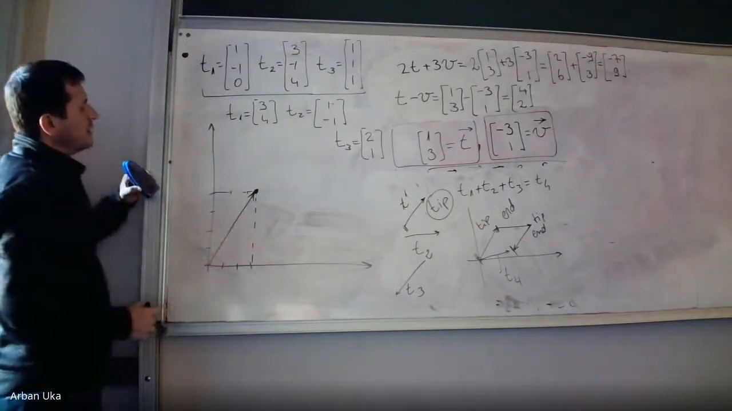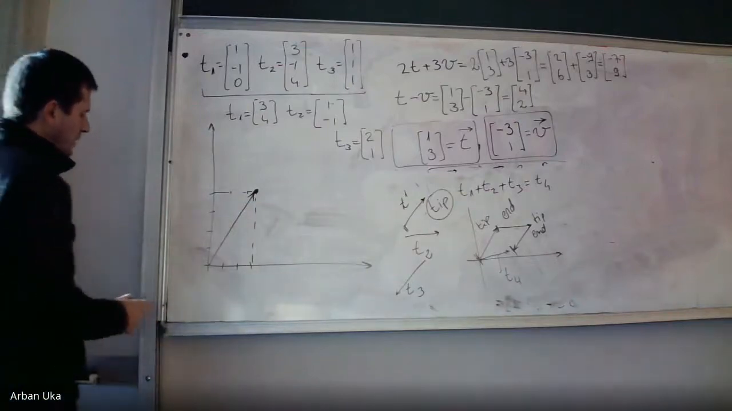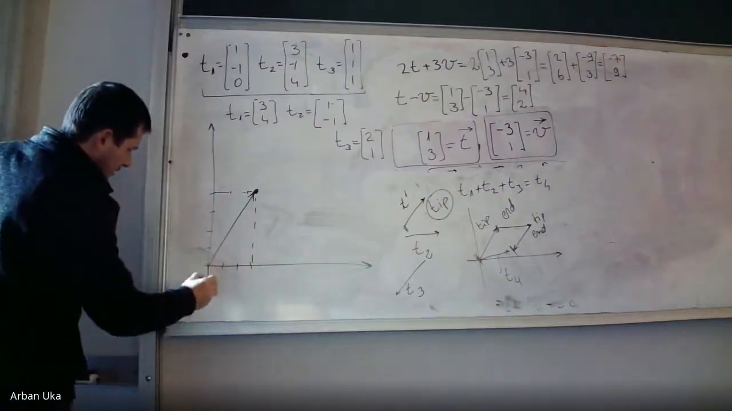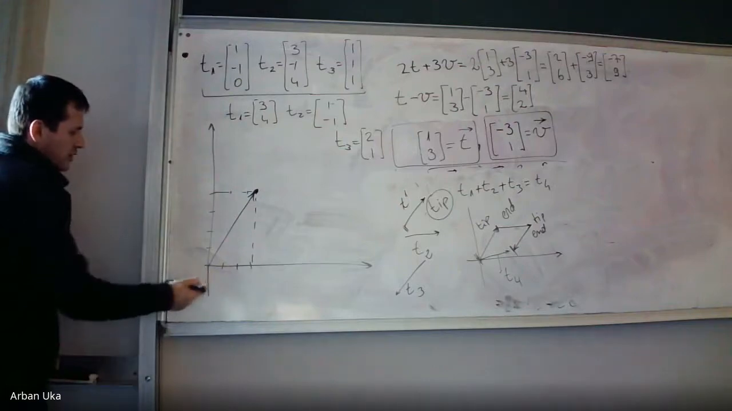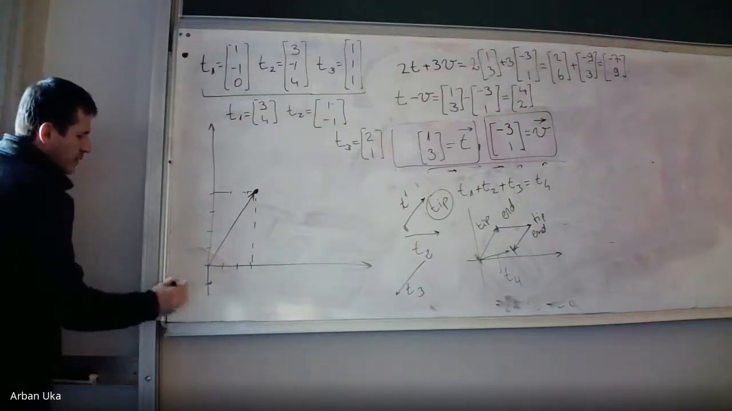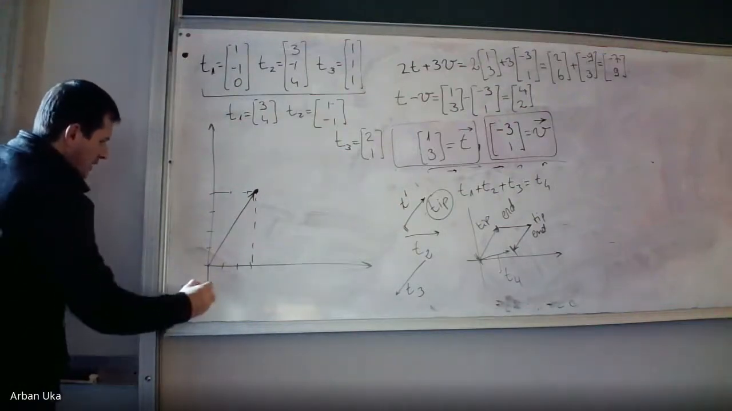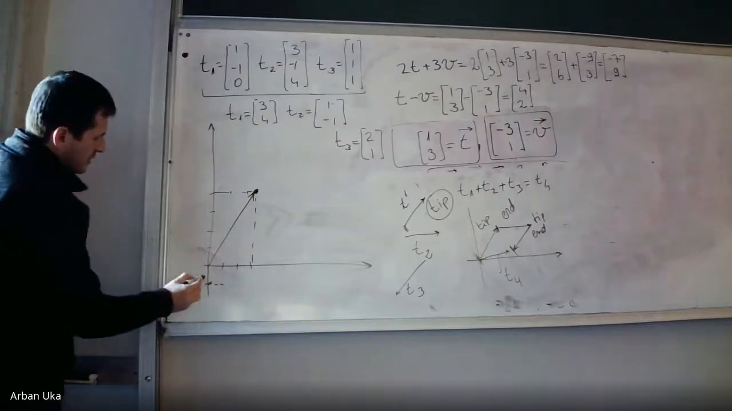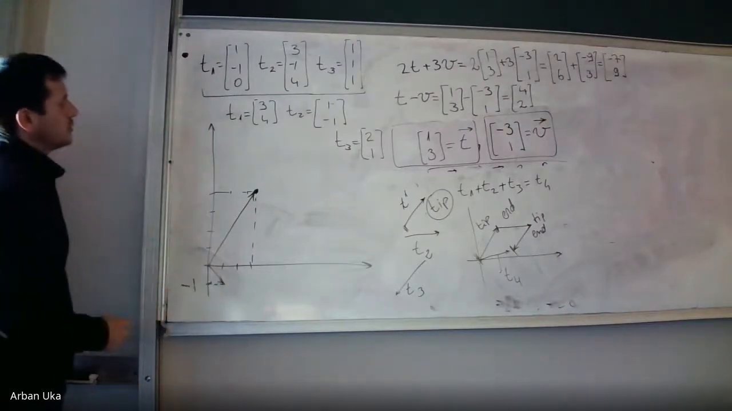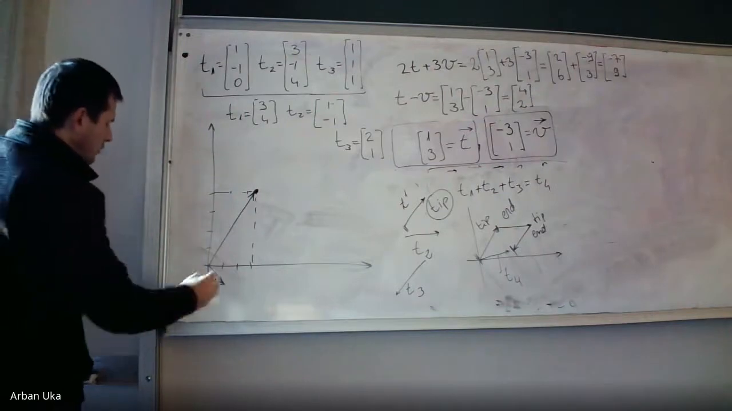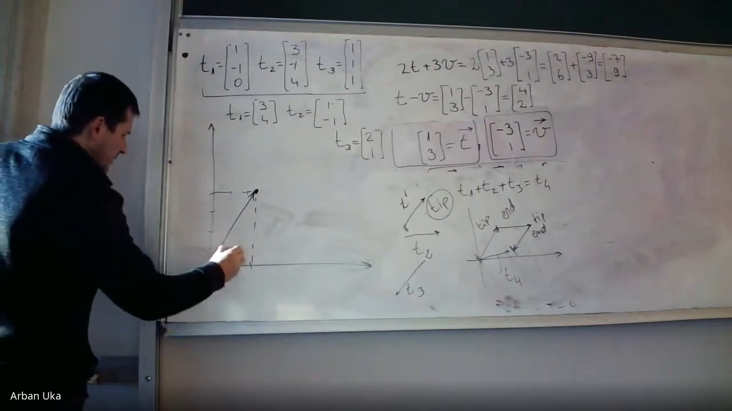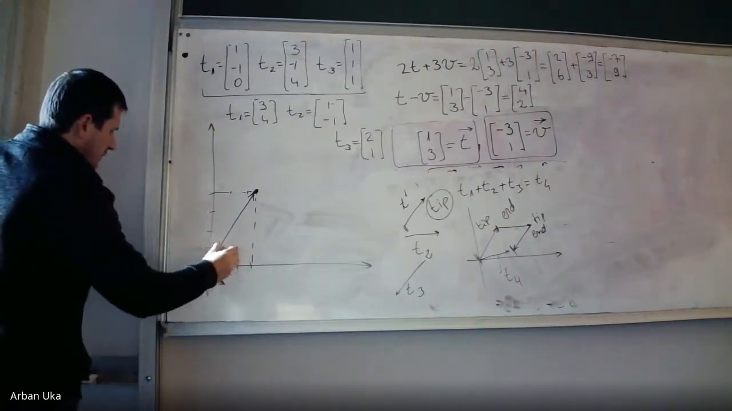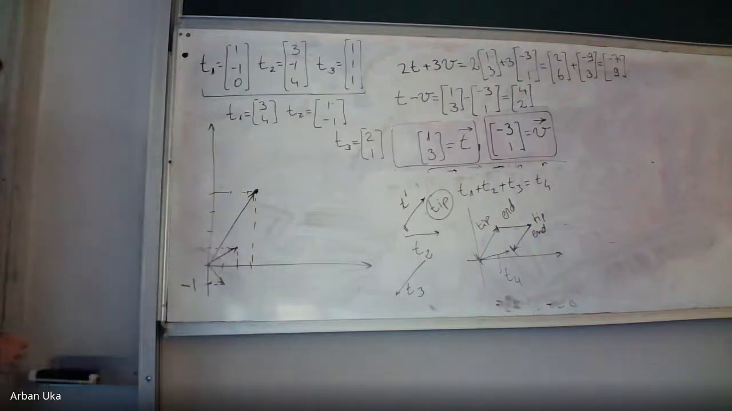This is t1. t2 is (1, -1), this vector. So we get 1 unit along the x and 1 unit down along the y. So we get a vector which is somewhere here. This is t2. t3 is (2, 1), this vector here. So these three vectors are shown on the board.